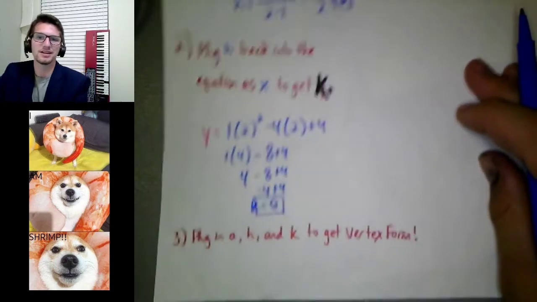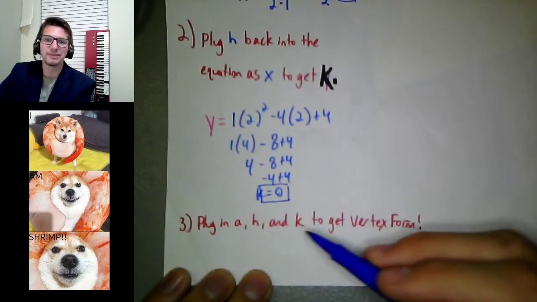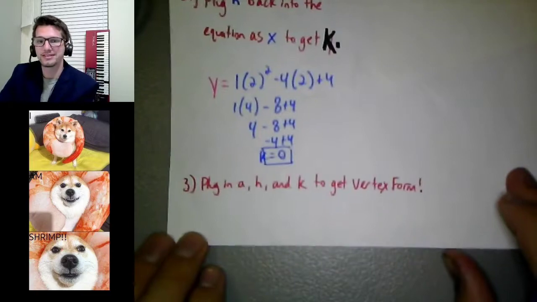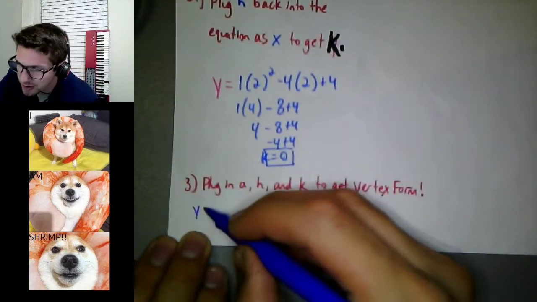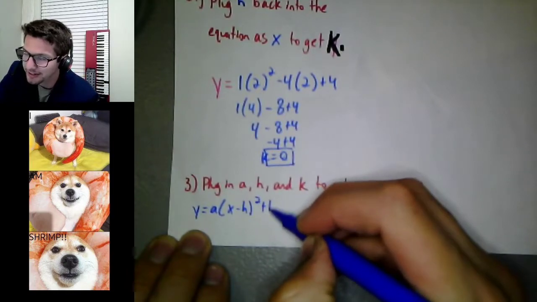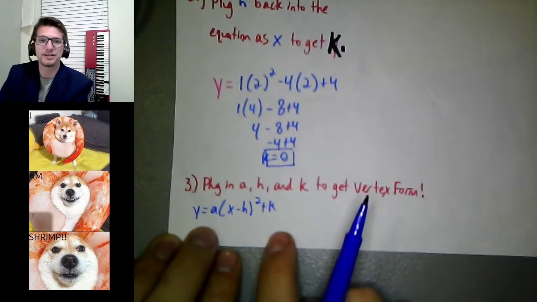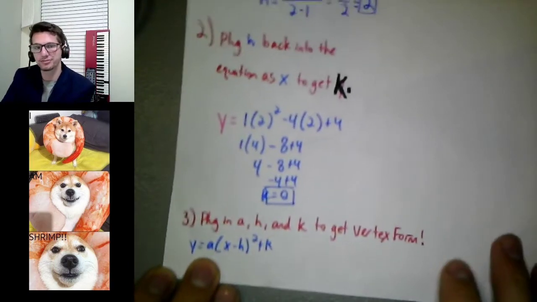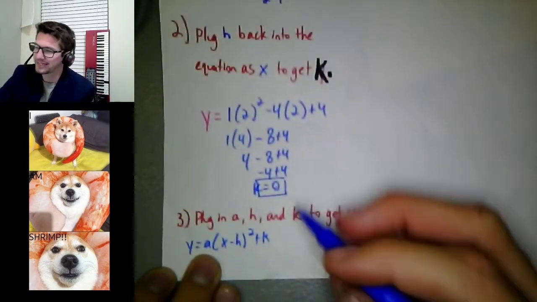Last step, I plug my a, my h, and my k into the original equation, or to the vertex form, to get vertex form. So vertex form is y equals a times the quantity of x minus h squared plus k. I'm going to plug in my new numbers to get vertex form. So what was our a value from the original problem? 1. It stays the same.